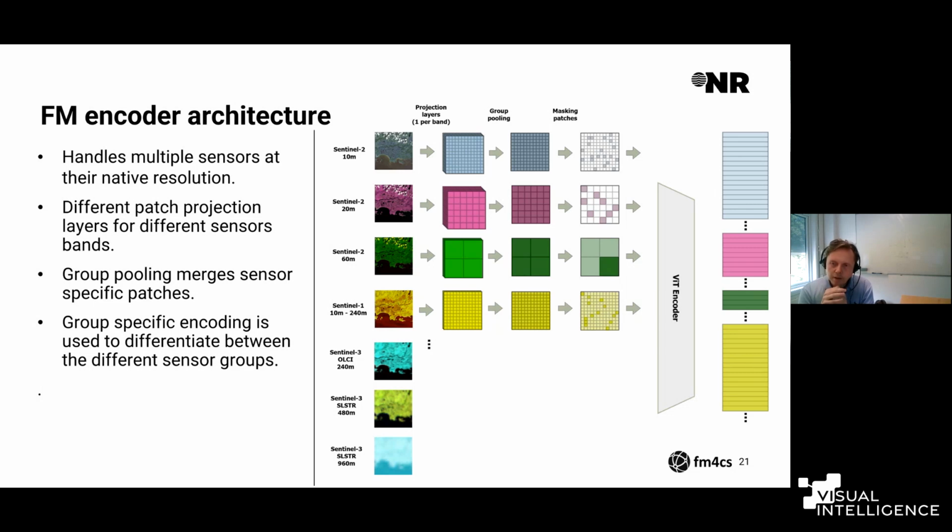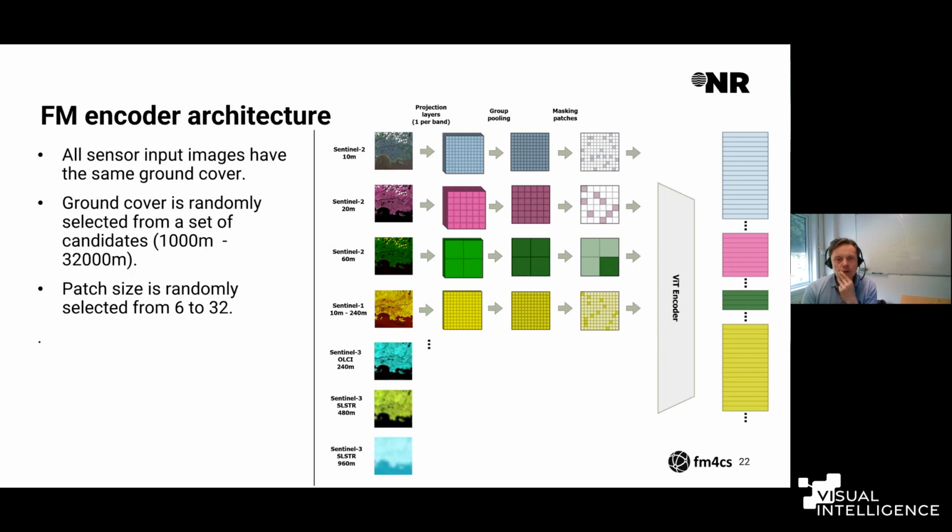And then we do the masking of the patches. We are using masked autoencoder principles. That's the main way to train the model. We mask them, and the ratio is about 75 to 80%.